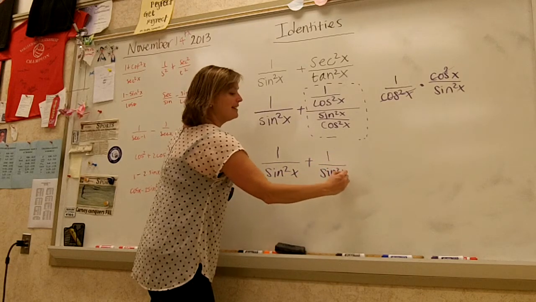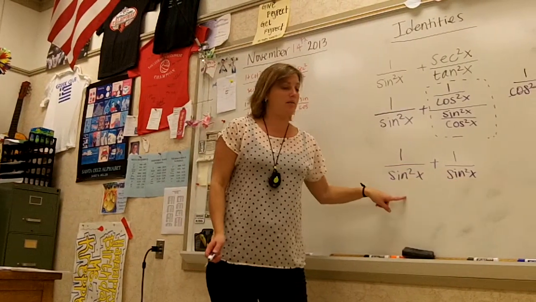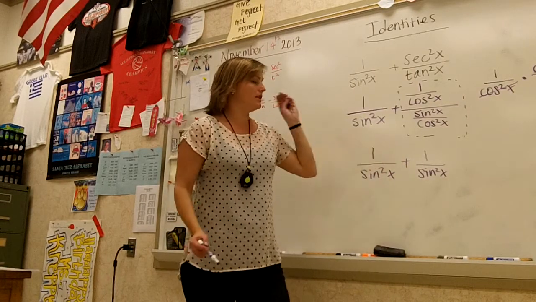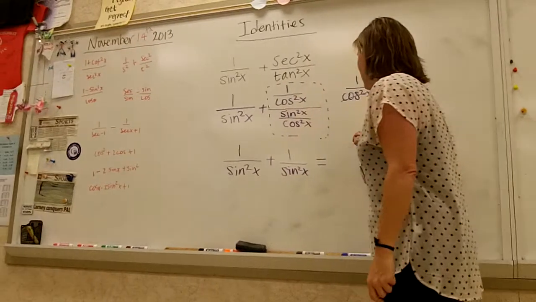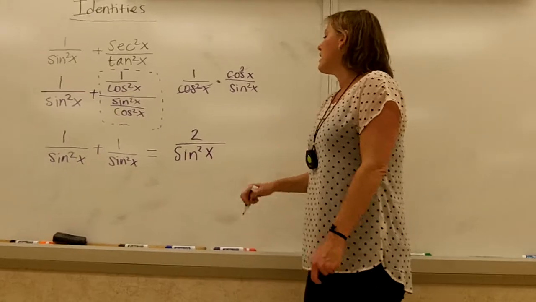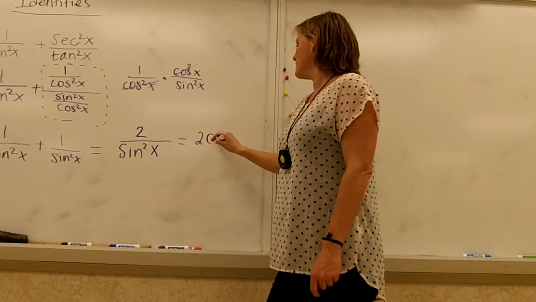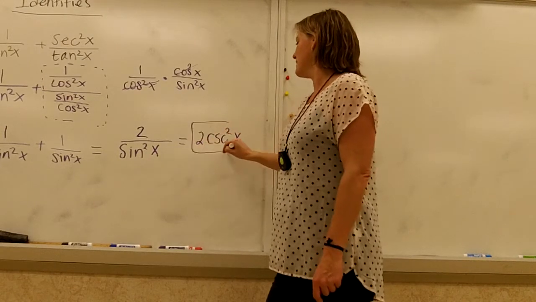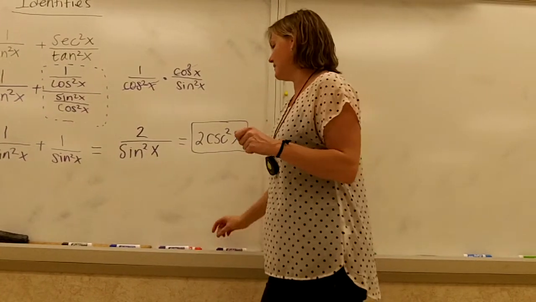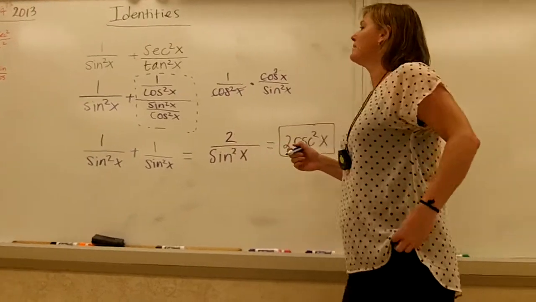Look at that. Now, the great part here is I have made common denominators. So when I have a common denominator, all I do is add the top. So 1 plus 1 is 2. So I get 2 over sine squared x. You could leave it like that, or I could also write it as 2 cosecant squared x. Well, that was a nice one. I didn't even have to use any of the Pythagorean identities. Okay, let's try another one.